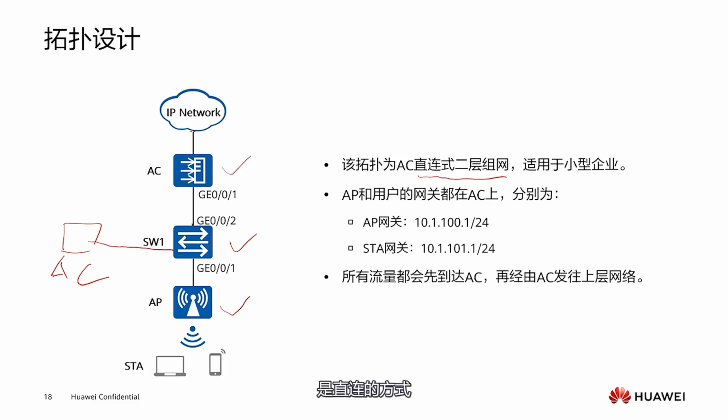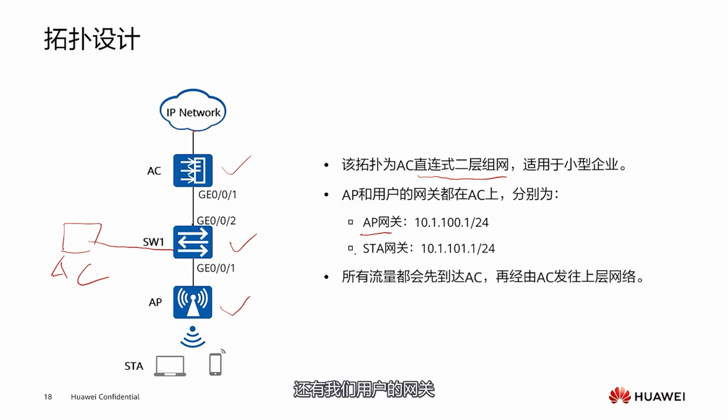For larger enterprises, we might use a layer 3 network. Side-mounted layer 3 networking. In this diagram, let's look at our data plan. Both the AP and user gateways are on the AC. Therefore, we need to set up two gateways on the AC, one for the AP and another for our users.